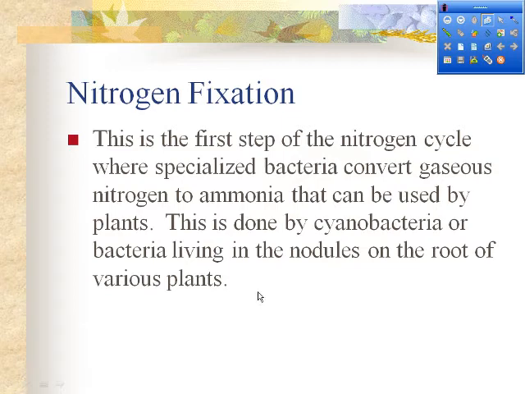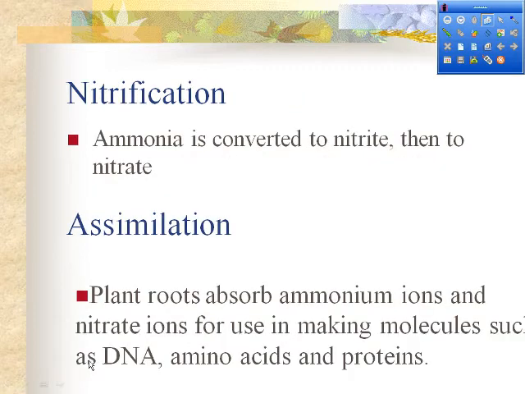The nitrogen fixation is the first step where the bacteria converts the gaseous nitrogen into ammonia, which is what the plants use. This can be done either by cyanobacteria, which is like an algae, blue-green bacteria, or bacteria living in or on the roots of the plants. Nitrification, again, is turning it into nitrite and then nitrate. It's the bacteria that's working on that.